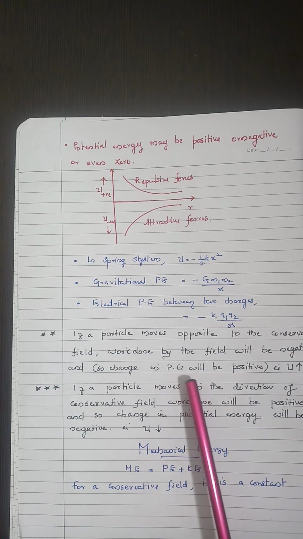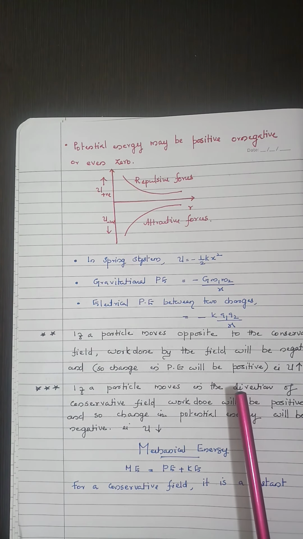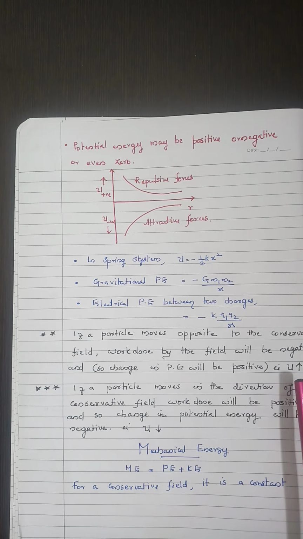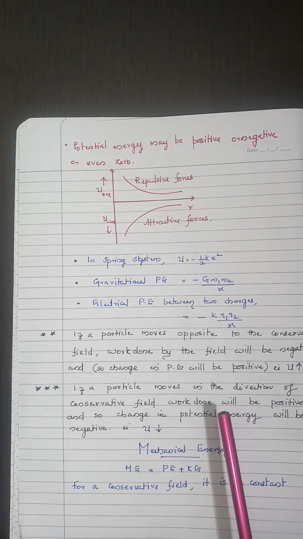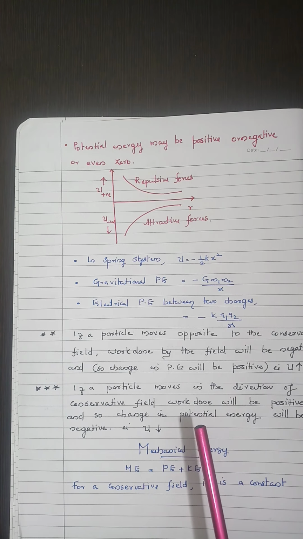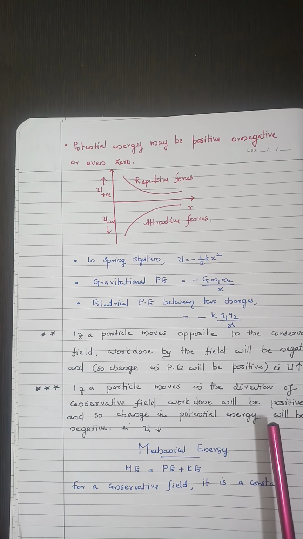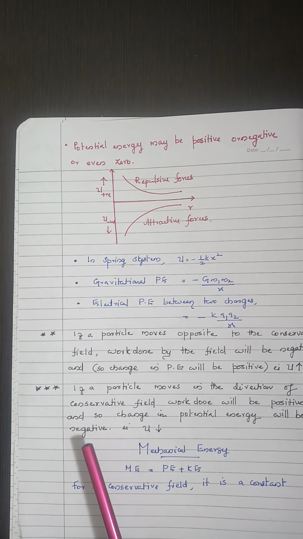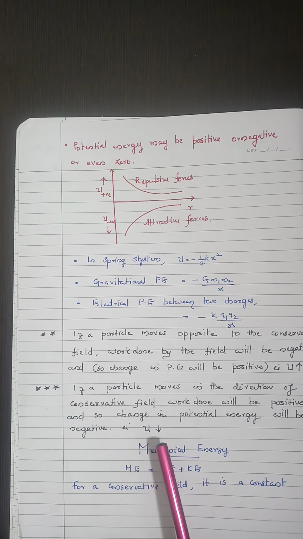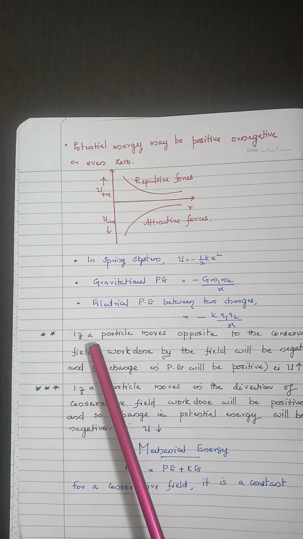And so the change in potential will be positive. Therefore the potential energy increases. But if a particle moves in the direction of the conservative field, the work done will be positive, and so the change in potential energy will be negative. Therefore U decreases.